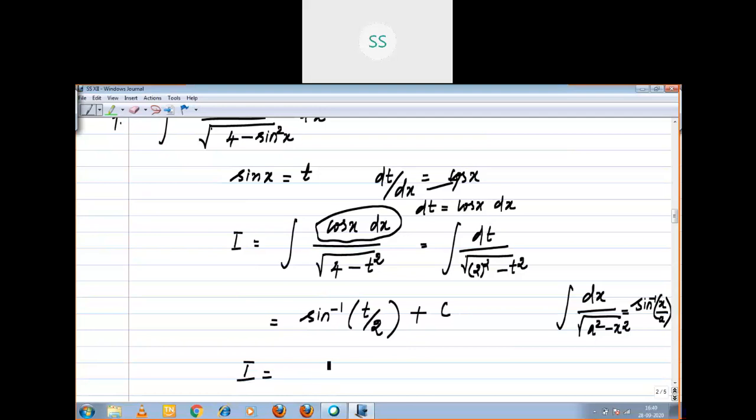Now, what is my t? Whatever substitution you adopt, the final result should be in the form of x. Sin inverse of sin x by 2 plus c, because my t is sin x. Got it, children? I hope you people understood. Am I right? Say yes or no, children.